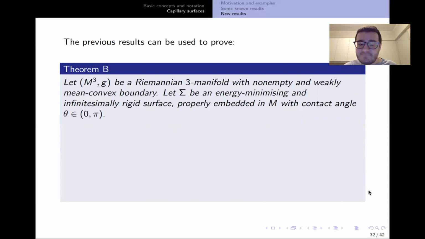So let's suppose we have a three-dimensional Riemannian manifold with non-empty boundary, of course, and we assume that the boundary is mean convex. So the mean curvature of the boundary is non-negative at every point. So let us fix now as sigma an infinitesimally rigid surface, which is now energy minimizing, which means that every surface which is close to sigma has energy greater or equal to the energy of sigma. Recall the energy we defined in the first lecture, which is given in terms of the area functional and the wetting area functional.